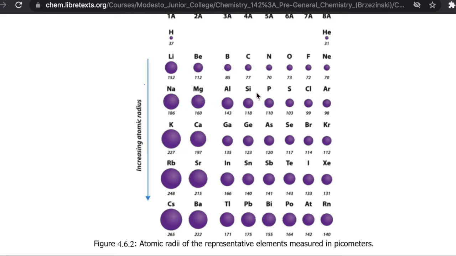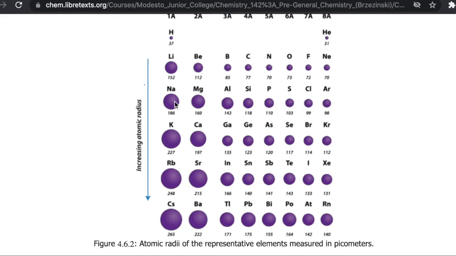Within, let's say, this period, this horizontal row, you are working on the 3 shell the whole entire time. And so as you keep building the 3s2, 3s1, 3s2, 3p1, 3p2, and so on, you are putting more electrons into the same shell. And at the same time, the nucleus is getting more and more protons, more and more positive charge. So that number 3 shell is getting pulled on by the positive charges tighter and tighter and tighter.